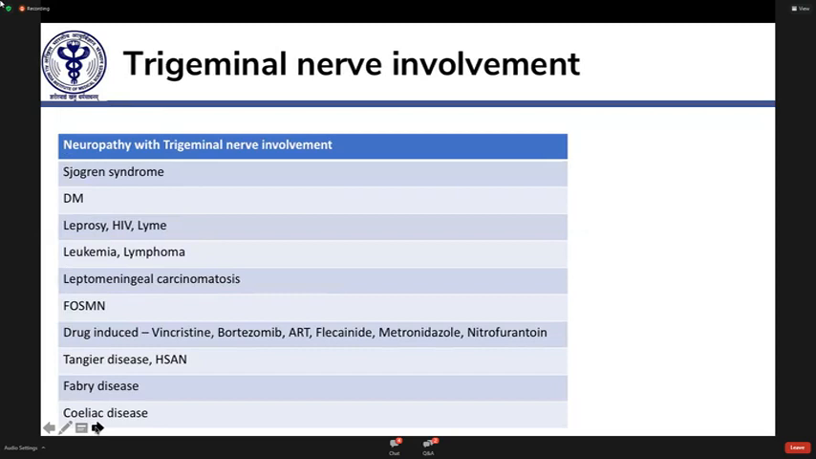For trigeminal neuropathy along with peripheral neuropathy, Sjogren's is the first thing that should come to mind. If you are asked for one cause, the first thing that should come to mind is Sjogren syndrome, especially with perioral paresthesias and sometimes lingual paresthesias; sensory loss is more likely to be Sjogren's. Other causes are diabetes mellitus, leprosy, infections, leukemia, lymphoma, leptomeningeal disease, granulomatous disease, drug-induced causes, Tangier disease, Fabry disease, and celiac disease. All of these can present with trigeminal involvement.